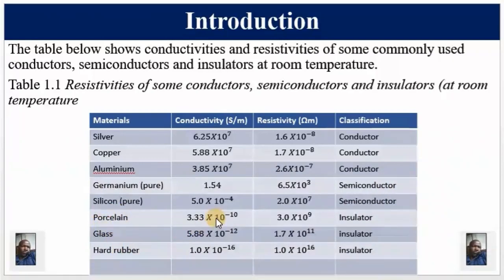These insulators, if we look at their resistivity, it is very, very high, even if you compare them with the conductors. Hence, they do not allow electricity to pass through them easily. Hence, they are classified as insulators. Insulator, insulator, and insulator. So this table is very, very important.